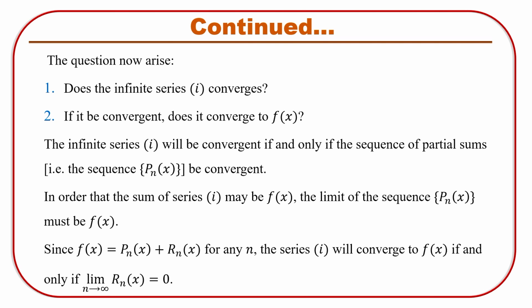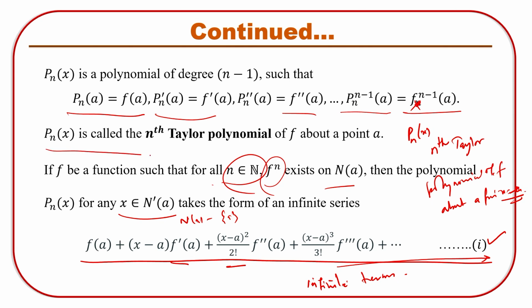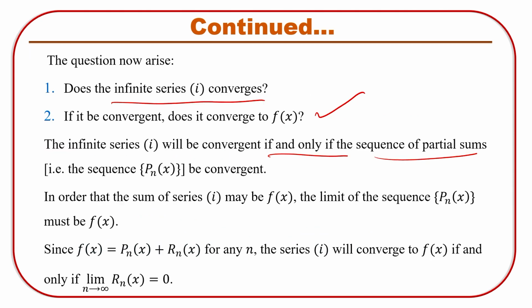We are going to use the same thing. So, the first question is: does the infinite series converge? If it is convergent, does it converge to f(x)? The infinite series 1 will be convergent if and only if the sequence of partial sums converges. And what was the partial sum? Look here, P_n(x) is the nth Taylor polynomial of f about a. That means this is the partial sum itself. So, the sequence of P_n(x) will be convergent. If it is convergent, the whole series is convergent. In other words, if the sum of the series is f(x), the limit of P_n(x) must be f(x).